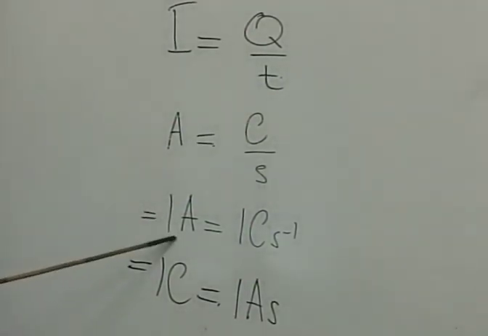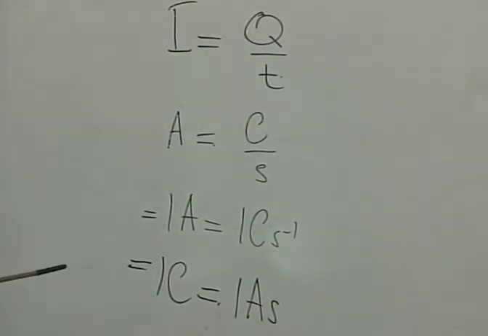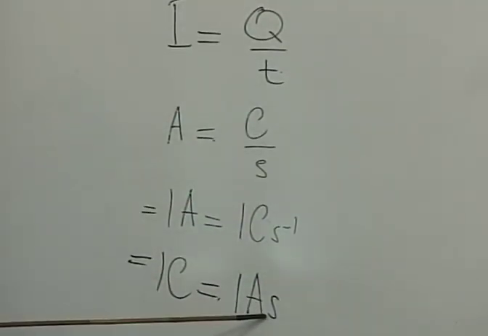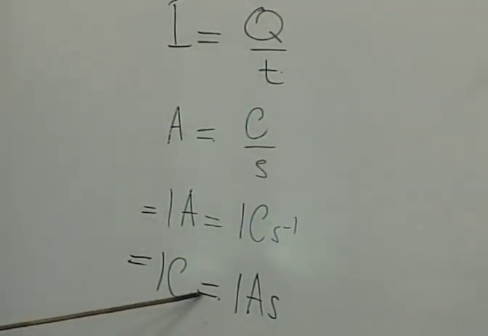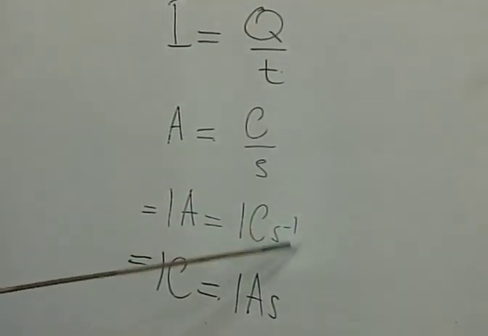Therefore, we have this equation: if 1 amp passes a point, that means 1 coulomb of charge has passed a point in that circuit in 1 second. If the ammeter gives you 1 amp, it can be the other way around. If it is 1 coulomb, then you know that it is 1 amp second. So 1 coulomb equals 1 amp second, or 1 amp equals 1 coulomb per second. All right, you're finished with that.